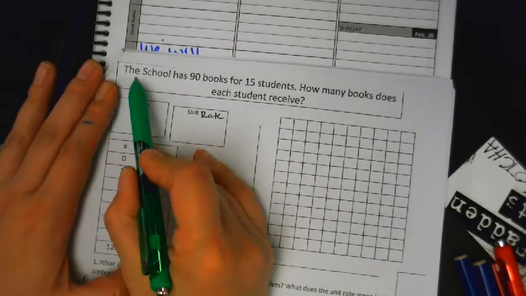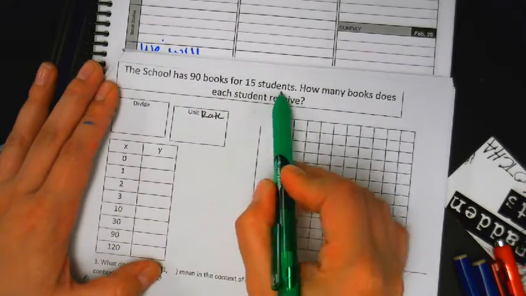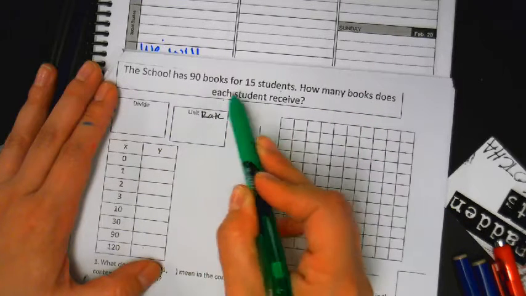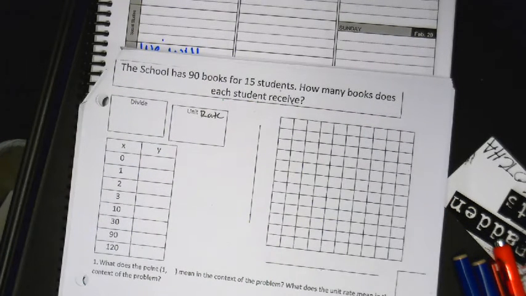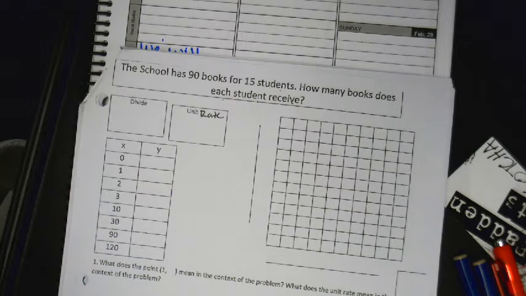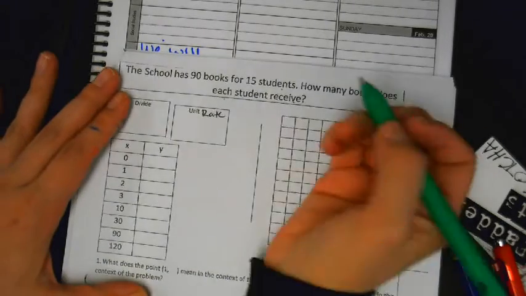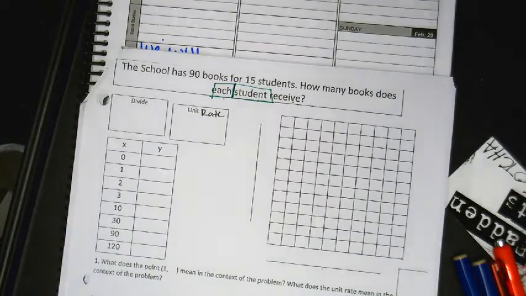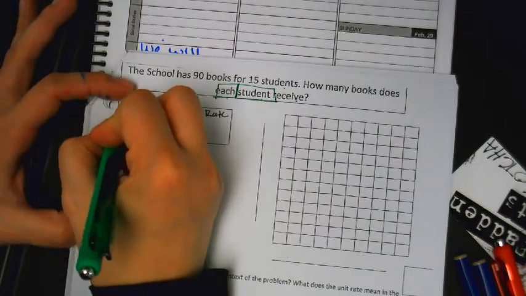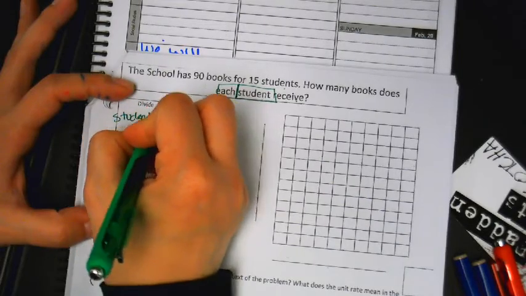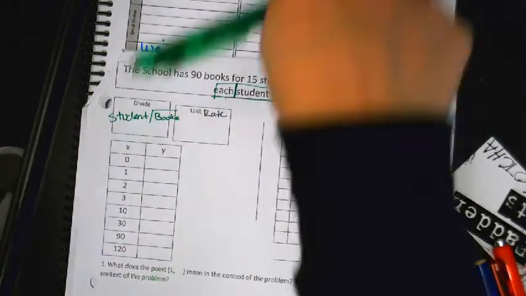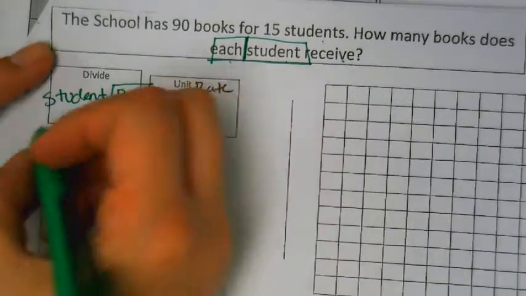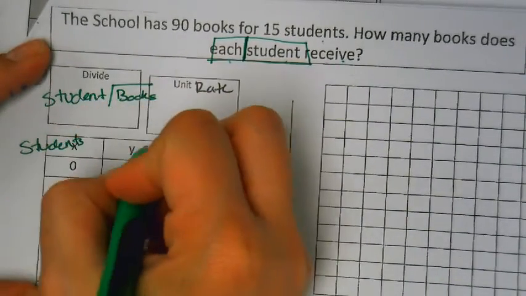We're almost done. The school has 90 books for 15 students. How many books does each student receive? All right, so what are we solving for? Each student. So what does that mean? Students outside. What else does it mean? 90 books inside. What else does it mean? The X is the students and the Y is the books.